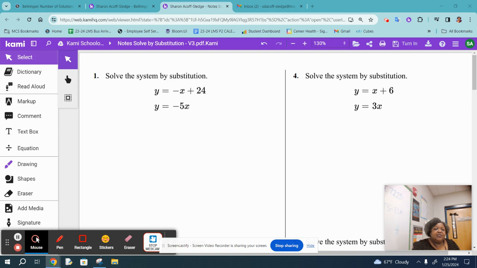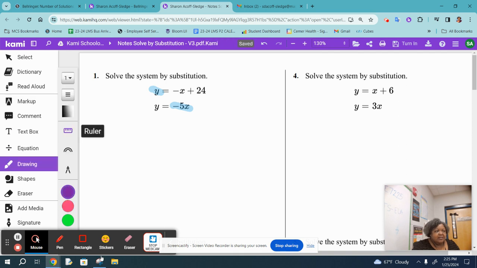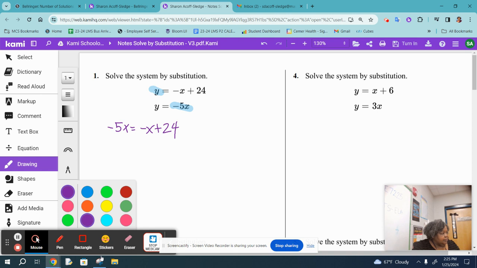Okay, so when I do substitution, let's look. I have y equals negative 5x, and then I have y equals negative x plus 24. So I can take this and substitute it right where that y is. Where I have this y, instead of putting y, I'm going to put negative 5x, because that's what y is equal to. Or I'm setting both equations equal to each other. If they're both solved for y or both solved for x, you can just set them equal to each other.